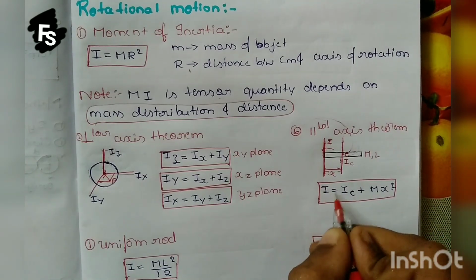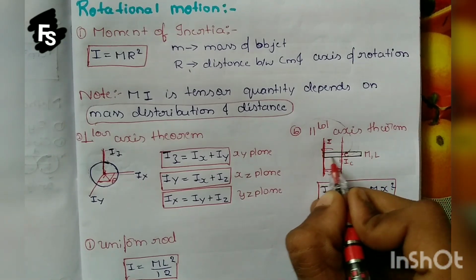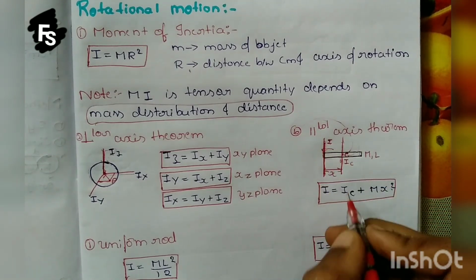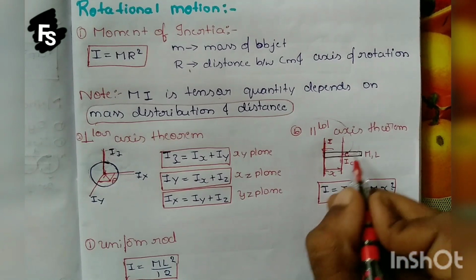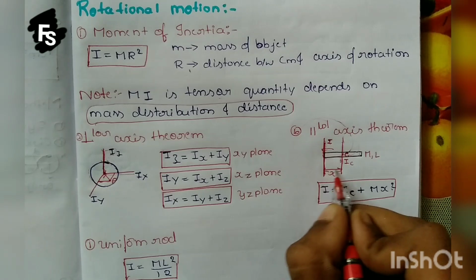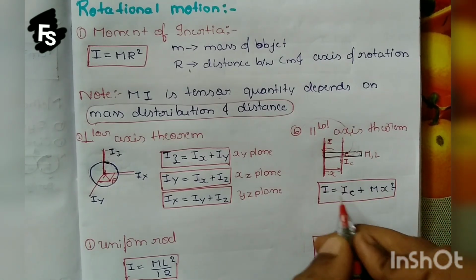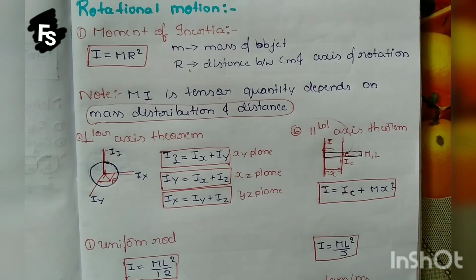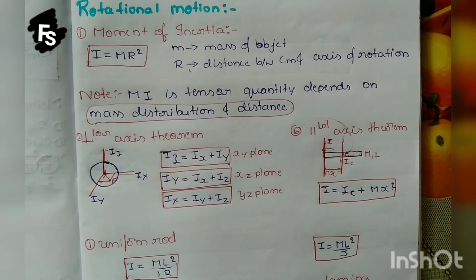Okay, see here, the moment of inertia is equal to the moment of inertia of this rod through the perpendicular axis, Ic, plus m, the mass of this object, into x square, the distance between the parallel axes, squared. Okay, I is equal to Ic plus mx square. Next, for a uniform rod, what is the moment of inertia? I is equal to ml square by 12. Remember it. Okay, I is equal to ml square by 12.